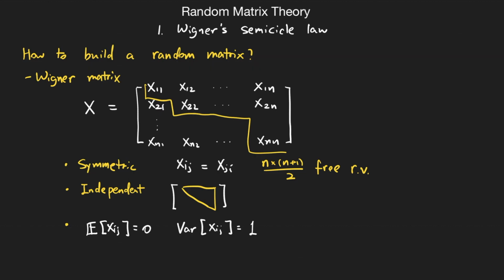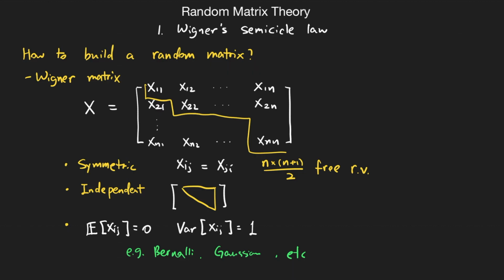So this Xij can be any distribution, such as Bernoulli or Gaussian, or any distribution we want. Right? It doesn't care about the distribution. We just want an n by n symmetric random matrix.